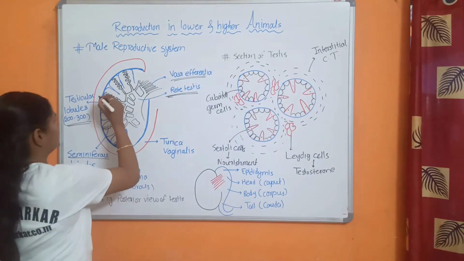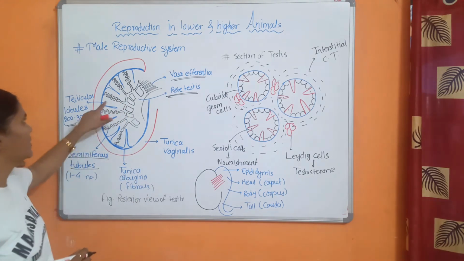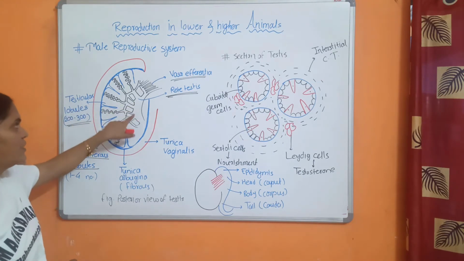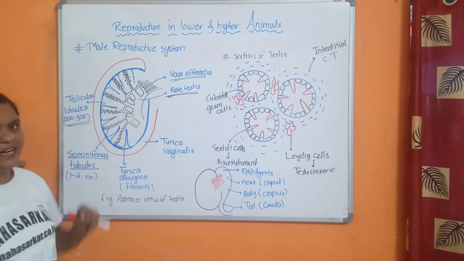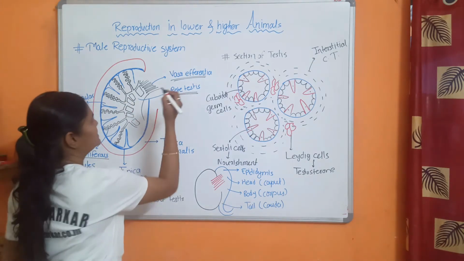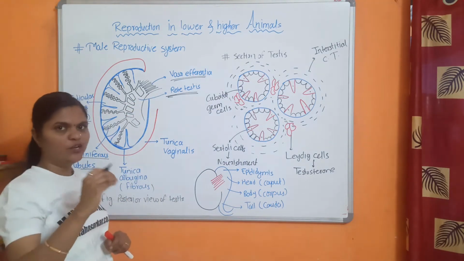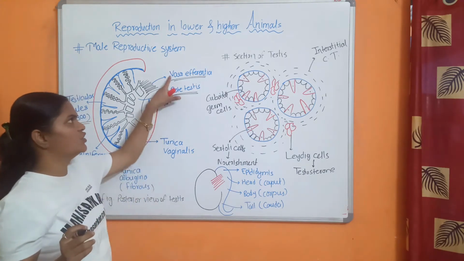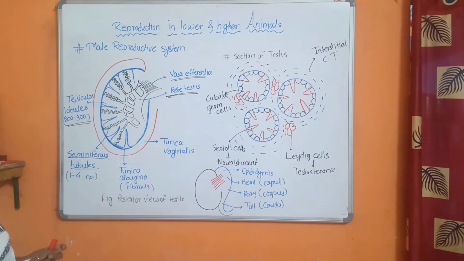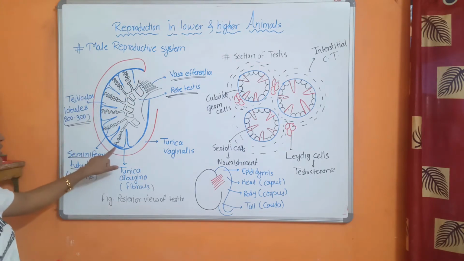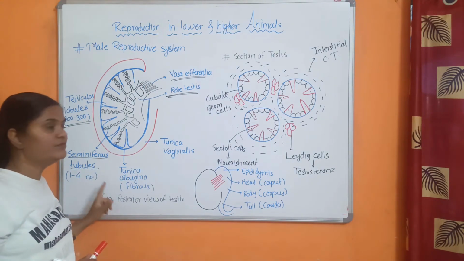These seminiferous tubules are blind at one end and straightened at the other end, and that forms a network of tubules called the rete testis. The rete testis joins and forms 10 to 12 tubule structures called the vasa efferentia. This is the posterior view of the testis, in which it has the tunica albuginea layer, a very important layer produced from collagen fibers.